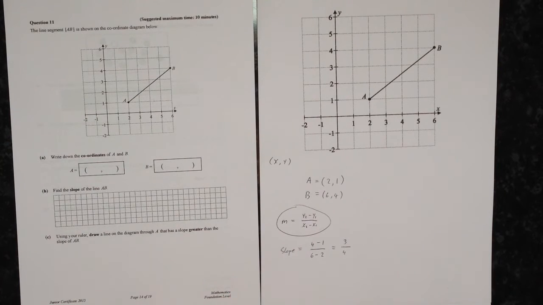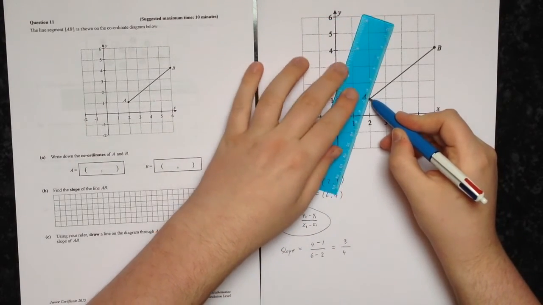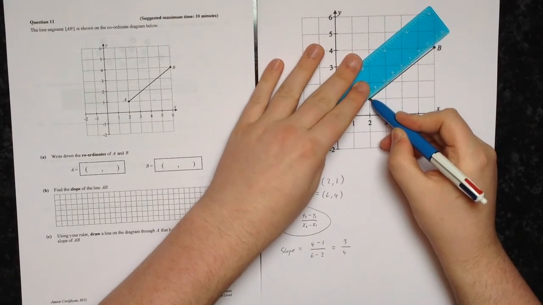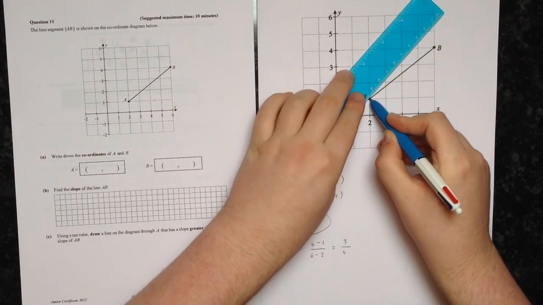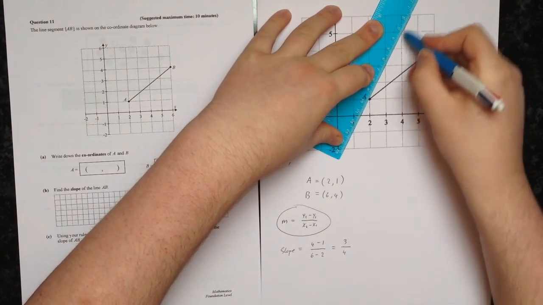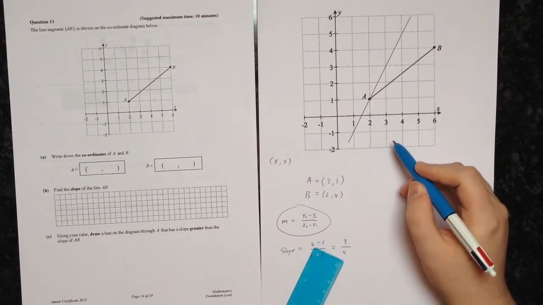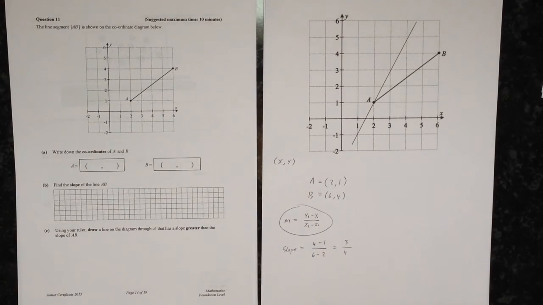Part C says using your ruler, draw a line on the diagram through A that has a greater slope than the slope of AB. So all that means is we need a line through the point A that has a steeper slope. Any line, for example, this one. So that line has a greater slope.